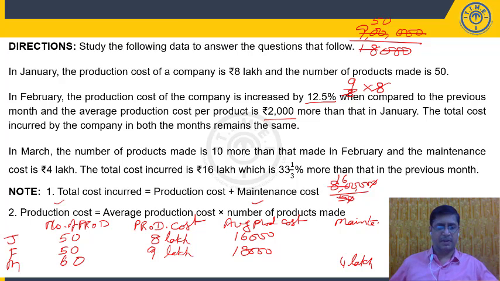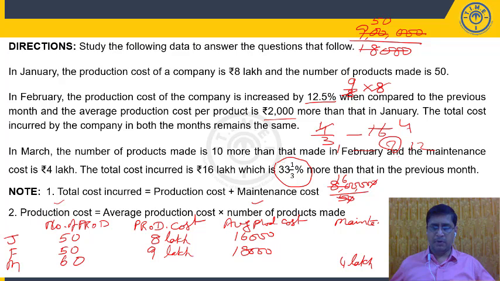Previous month means February month. So 33 1/3% means 1/3 more. 1/3 more means 1 plus 1/3 is equal to 4/3. 4/3 is equal to 16, so what is the 1 part? 4 goes exactly 4 times. 4 into 3 is equal to 12. So 12 lakhs is the February month, and February and January both are the same. So 12 lakhs for each. January 12 lakhs and February 12 lakhs.